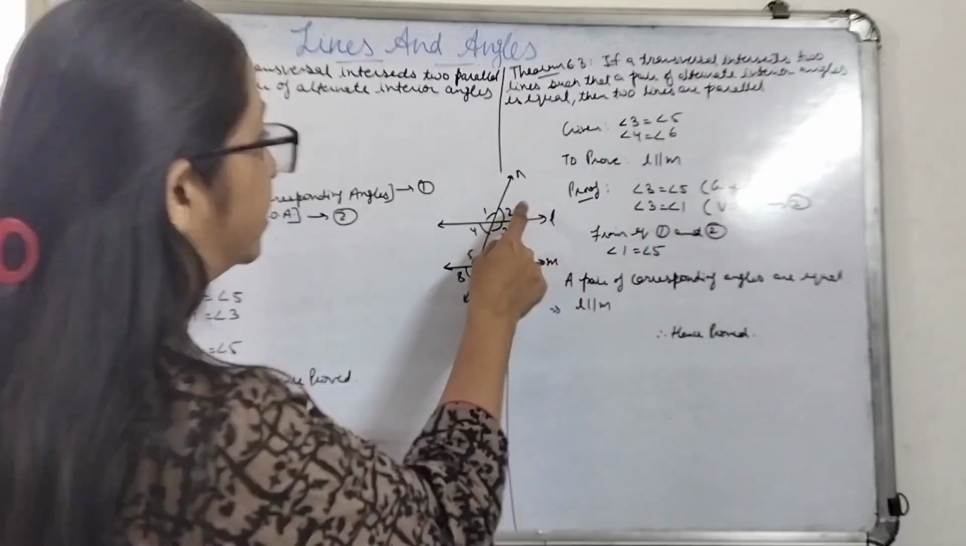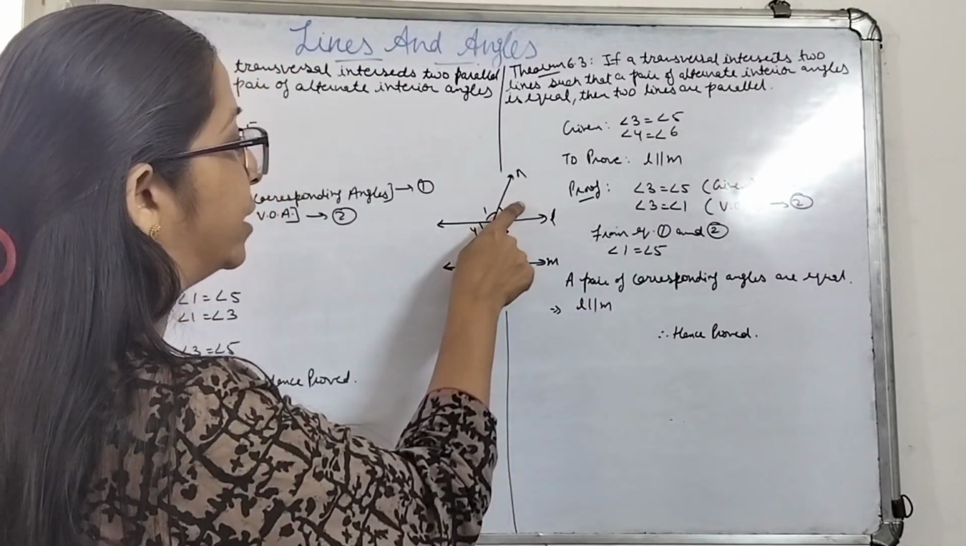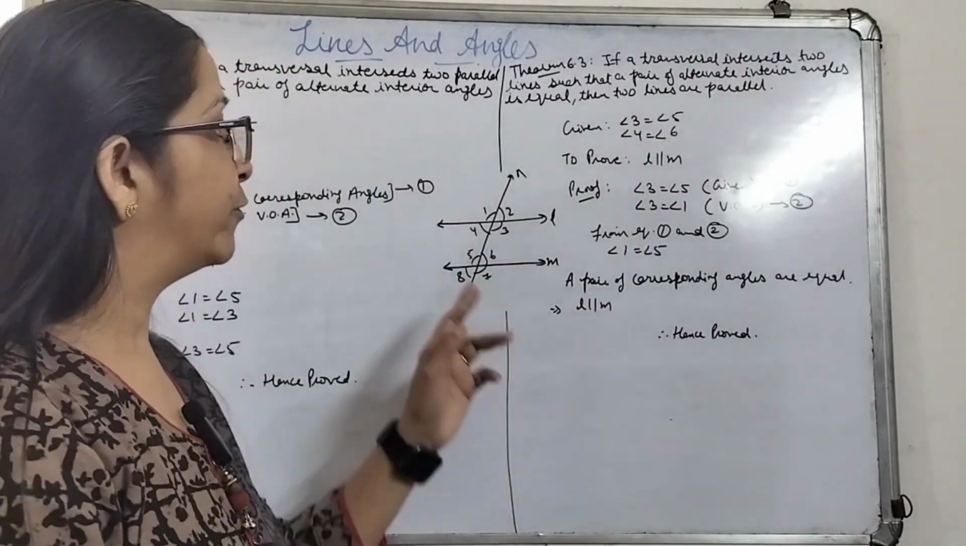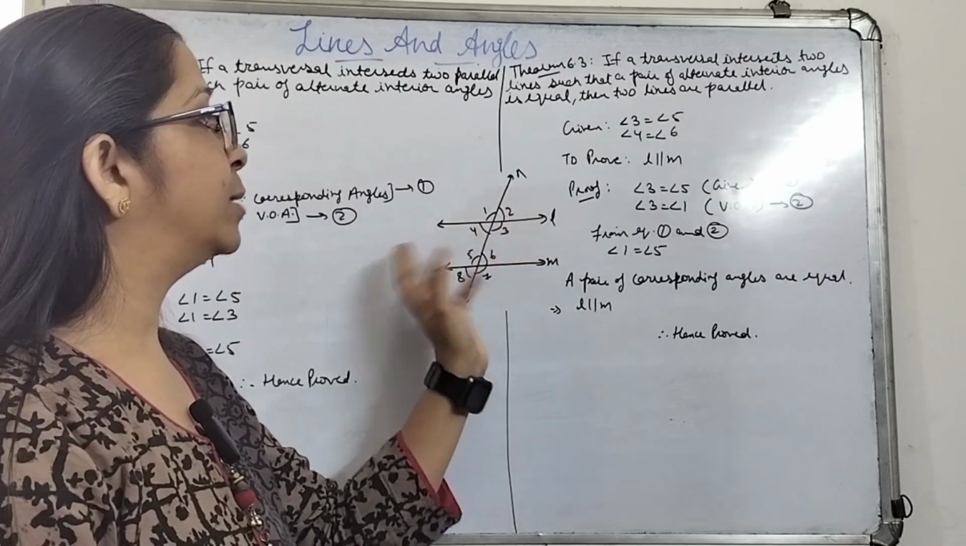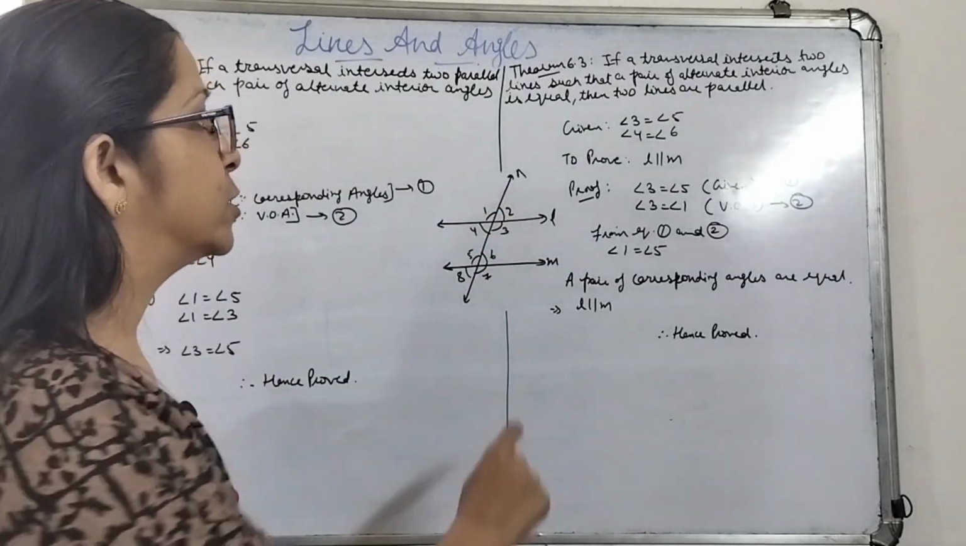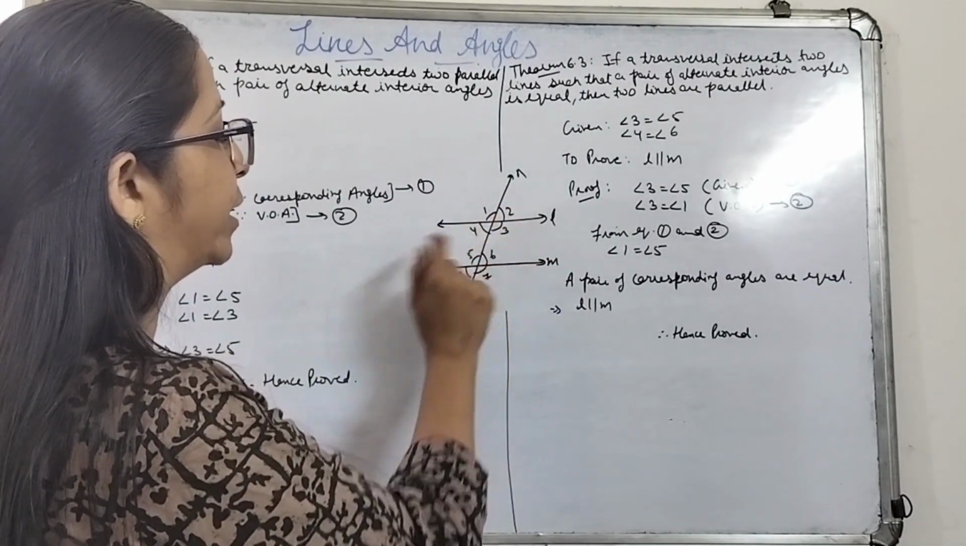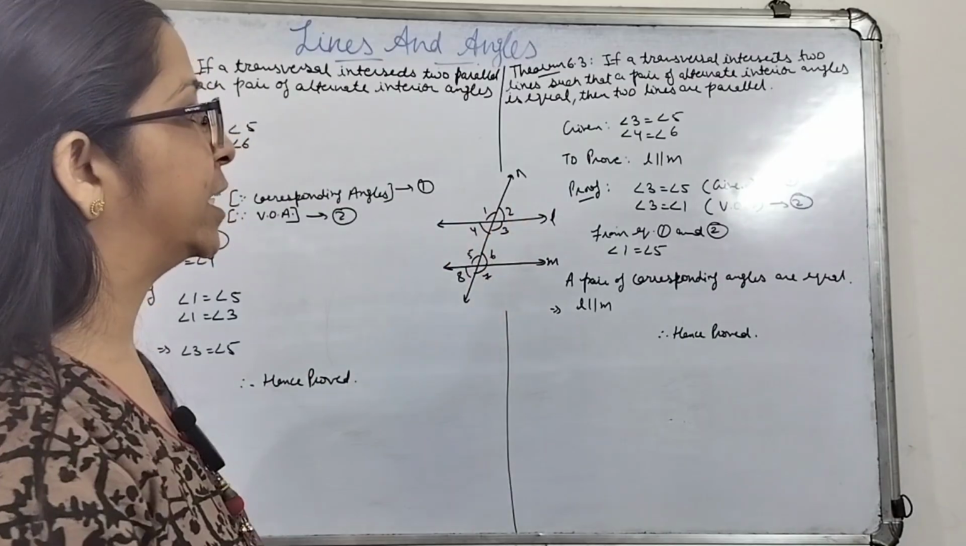Now we can see over here that angle 2 and angle 4 are vertically opposite angles, and we have just now seen that vertically opposite angles are equal. So angle 2 will be equivalent to angle 4 because they are vertically opposite angles.